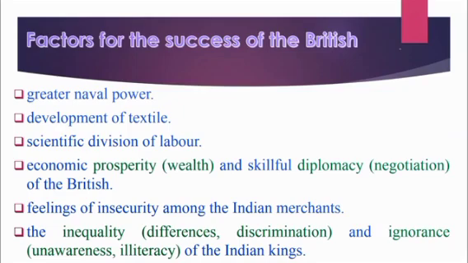Then feelings of insecurity among the Indian merchants. Then the final factor is the inequality, which means differences or discrimination, and ignorance. Ignorance means unawareness or illiteracy of the Indian kings. So, the inequality and ignorance of the Indian kings was the main reason for the British paramount power in India.